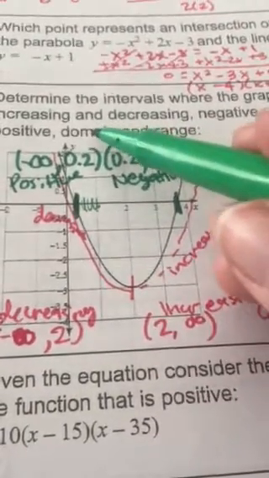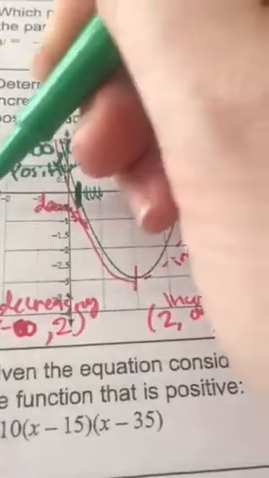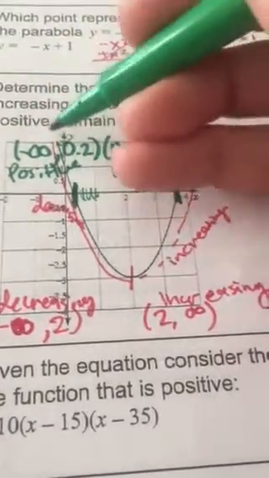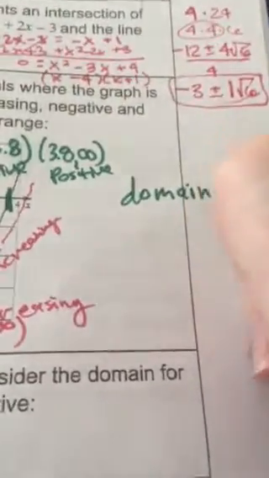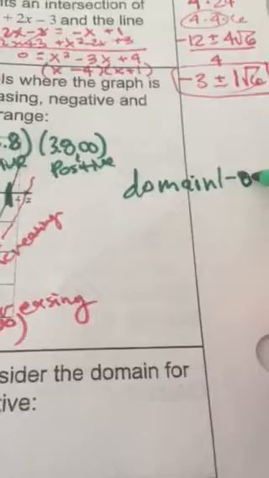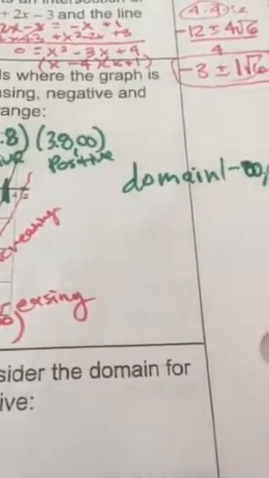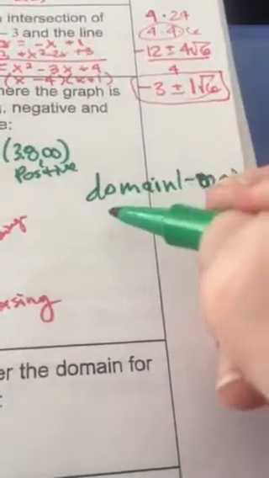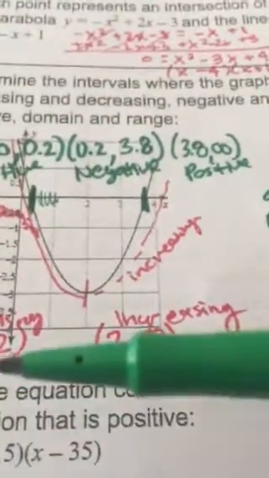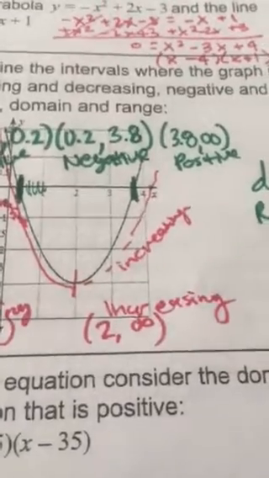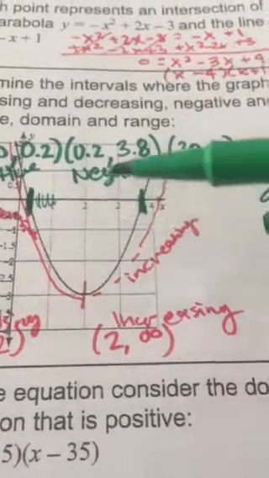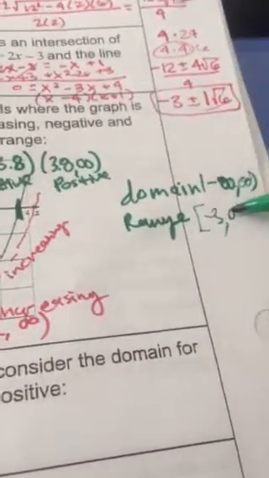Domain are our x values, which means all of these x values, when I plug them in for my quadratic, it'll be negative infinity to positive infinity. And for the range, it doesn't touch negative infinity. It touches at -3, and it goes all the way up to positive infinity for the range.